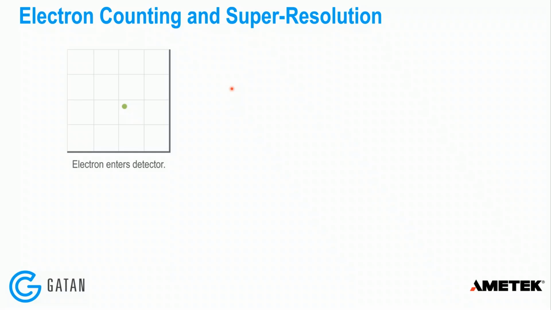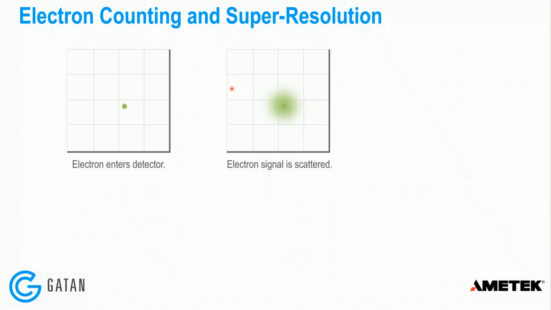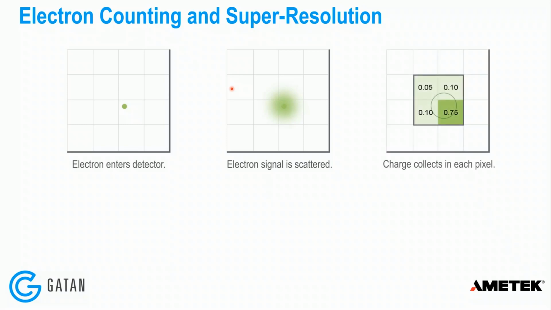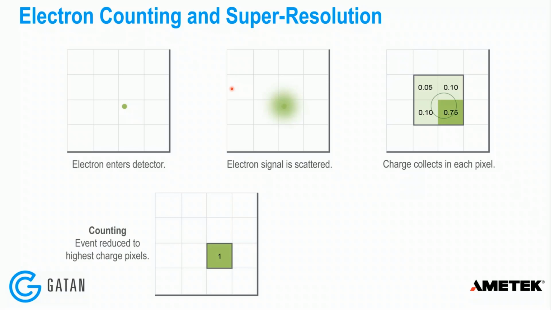An electron enters the detector and generates some signal because it scatters in pixels. So we have charge that's spread over a number of pixels, so about 4, and the charge is collected in each pixel. Counting reduces the highest charge down to 1 pixel. So we're separating these individual electron interaction events down to just zeros or ones. So we either have a count or we don't.